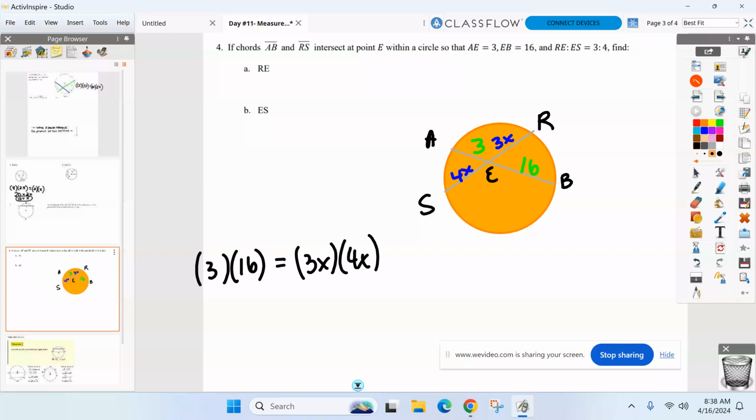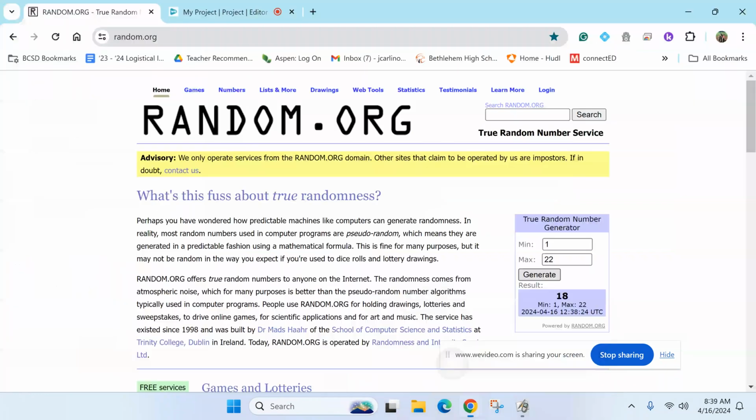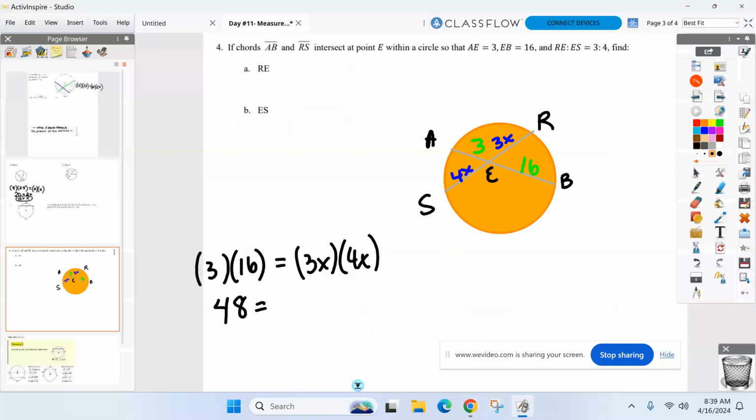So everyone's doing 3 times 16. That's cute, 48. All right, what are you doing over here now? 3x times 4x. Gonna make any algebra teachers proud in here. All right, what do you got? Jonathan, what do you think? 7. Are you adding those 2? What are we doing between the 3x and the 4x? What's the operation?